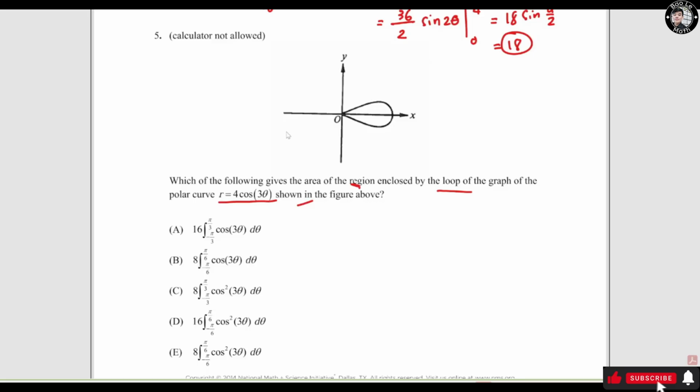Alright, so basically you need to find the lower limit and upper limit, right? So observe that at the origin the radius equals 0, right? So we're going to let r equal 0, which is the same thing as 4 cosine of 3 theta equals 0, right? Divide both sides by 4, so cosine 3 theta equals 0, right?